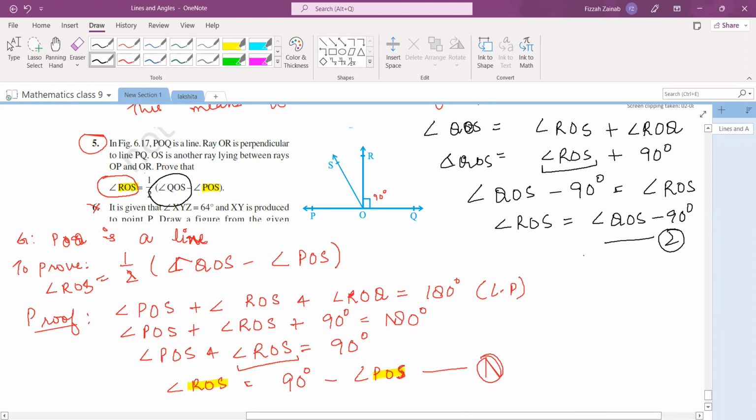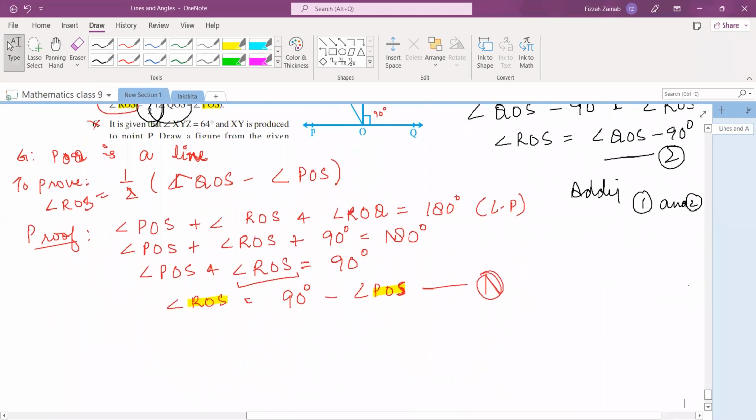Okay. So what I'll do is I'll not equate, I'll add the two equations, because I need this factor of half also. If you can see, I have to introduce this half. So I'll add equation 1 and 2.